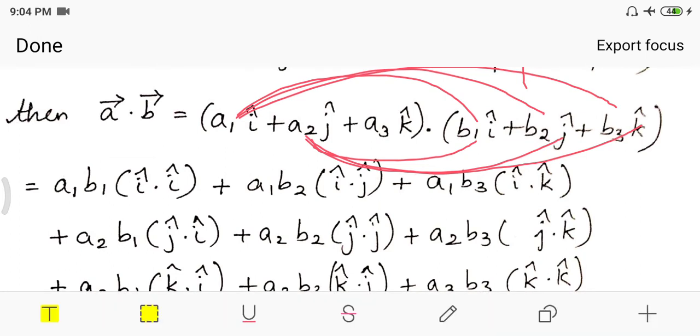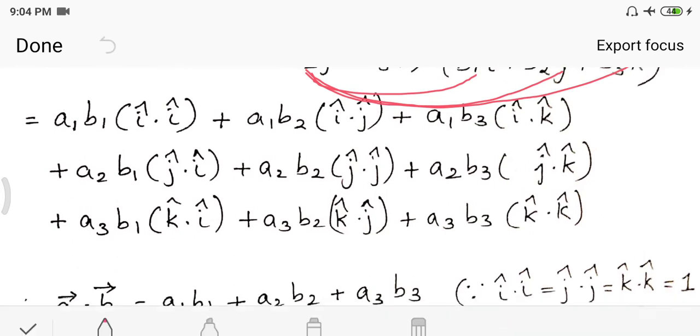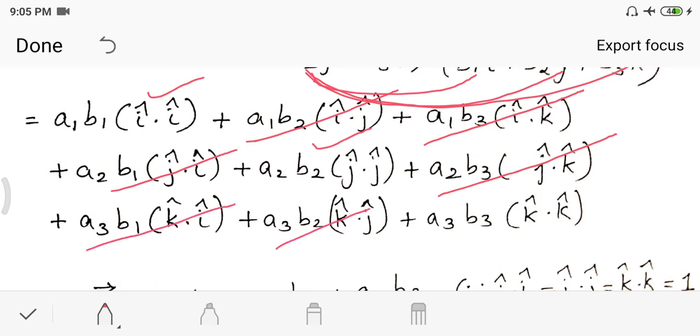Okay. Now when you simplify, what happens? What is the value of i dot i? It is 1. So this changes to A1 B1 into 1 is A1 B1. Now what is i dot j? i dot j is 0. So 0 into anything will become 0. i dot k, again 0. Then j dot i 0. And j dot j is 1. So A2 B2 times 1. Then here j dot k is there, which is 0. k dot i again 0. k dot j 0. Now k dot k is 1.